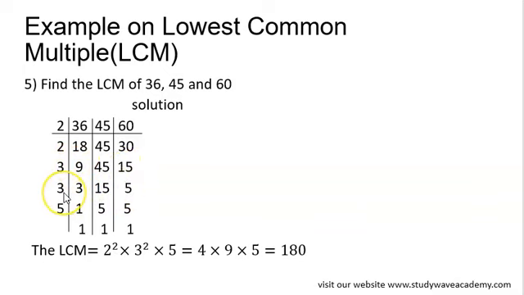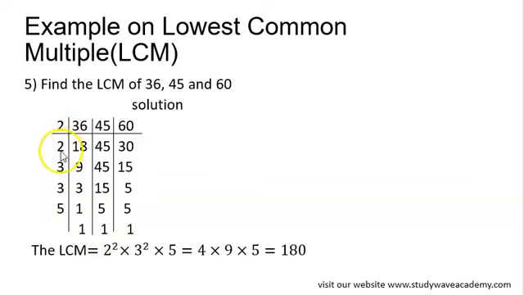Now we go again to 3. 3 divided into 3 gives us 1. 3 divided into 15 gives us 5. 3 cannot divide 5, so we write 5 back down. Then 5 can divide 5 and 5 can divide 5. So when we divide, we have 1, 1, 1. Now we write out the factors and multiply them.